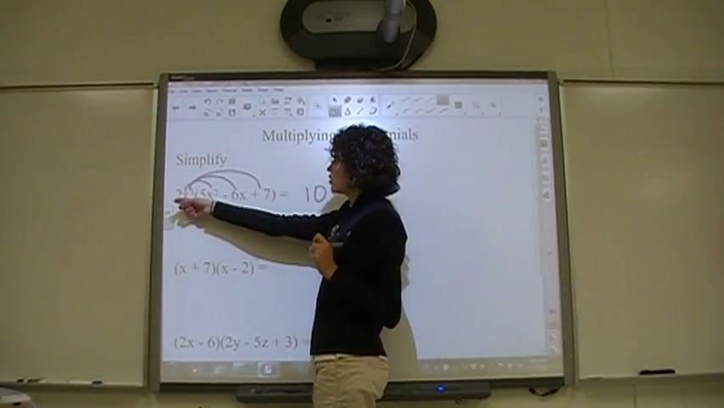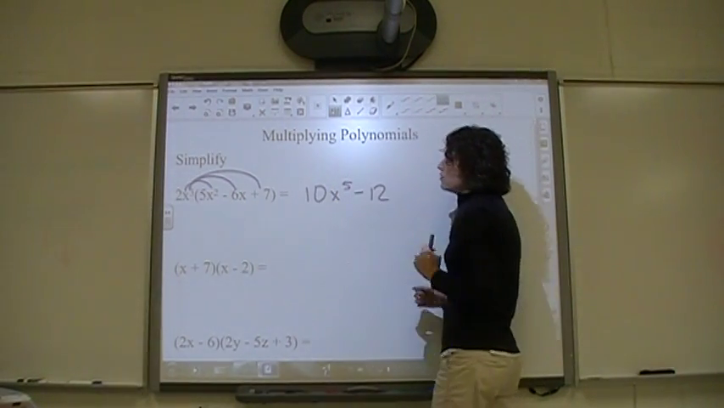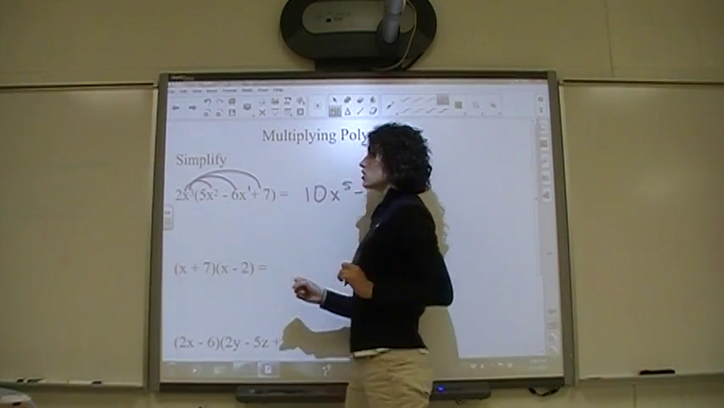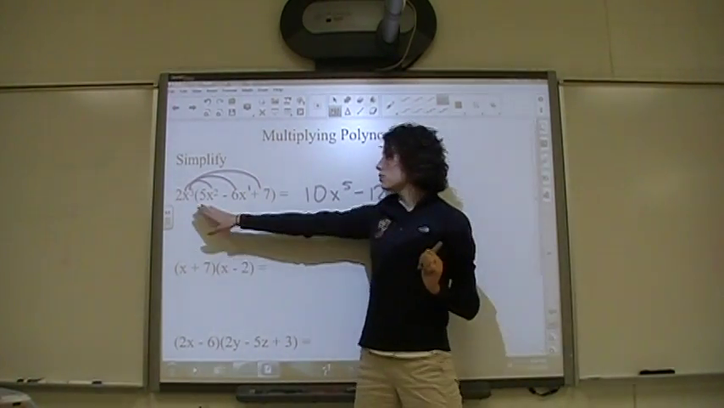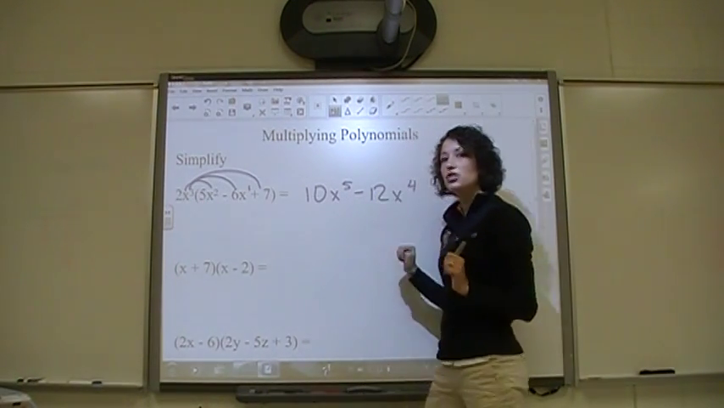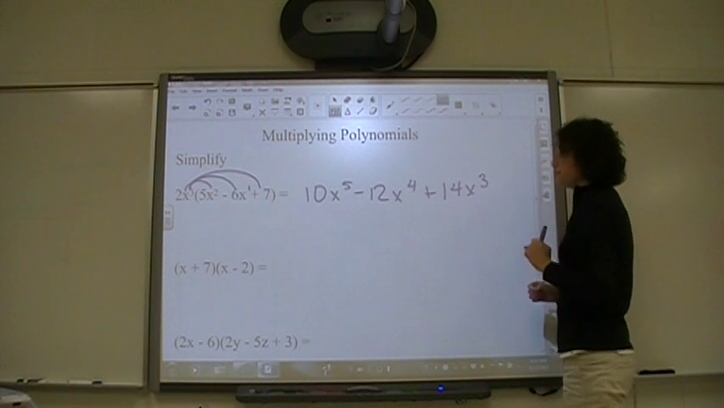Then I have 2x cubed times negative 6x. 2 times negative 6 gives me negative 12. X cubed times x to the 1st is going to give me x to the 4th. Then finally I have 2x cubed times 7, which is just going to give me a positive 14x cubed.